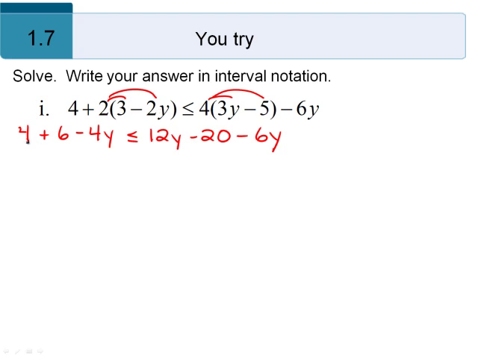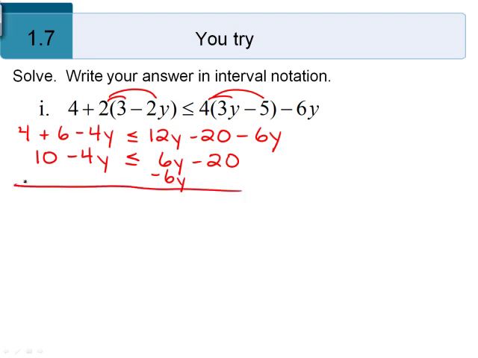Now look on the left, 4 plus 6, those are like terms. That's 10 minus 4y. It's less than or equal to. Over here I've got two y terms. 12y minus 6y is 6y minus 20. Okay? Now I'm going to move my variables to the left. So I'm going to subtract 6y. So I have 10 minus 10y, because they're both negative, so you add. It's less than or equal to negative 20.